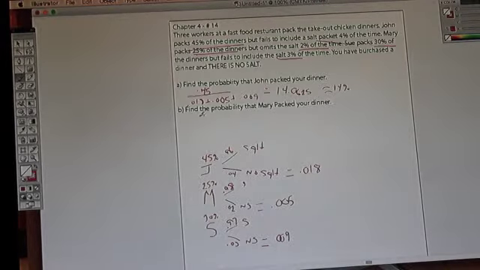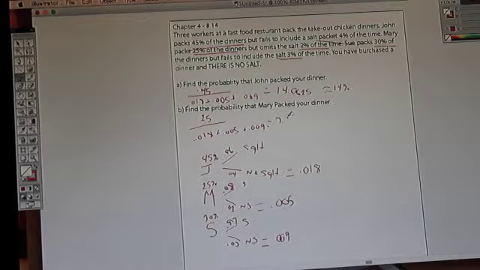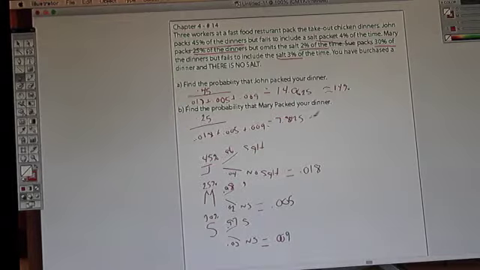You basically do the same thing for Mary, except on the top you're going to do 0.25 and put that over your total probability that there was not salt included. So your 0.005 and then your 0.009. This equals 7.8125, or about, we'll call it 8%.